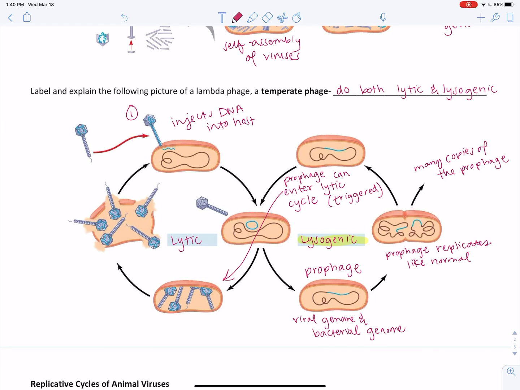And then we see many copies of the virus being made until the viruses burst out and the host cell dies. And then those phages can now go and infect other cells. So that's a temperate phage.